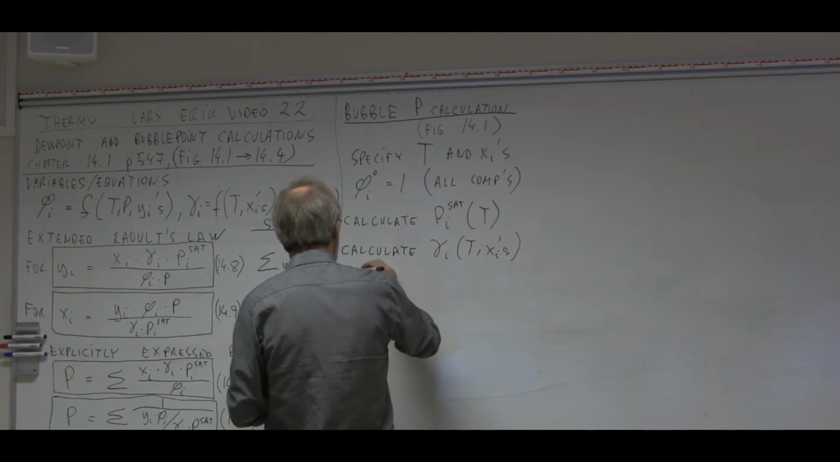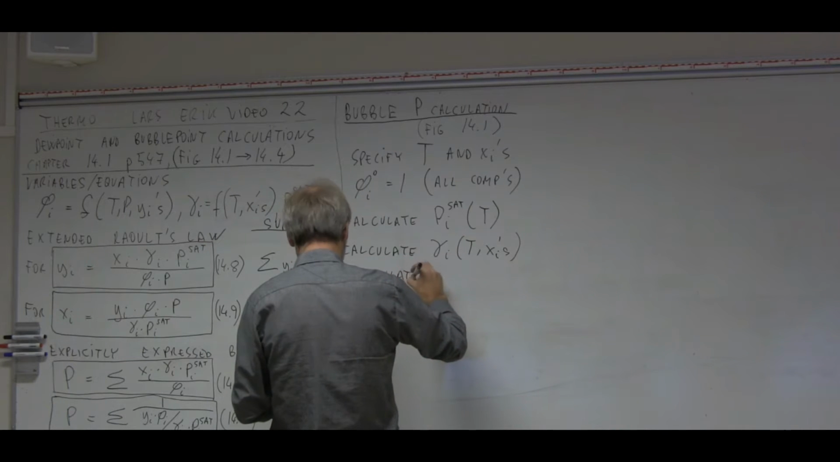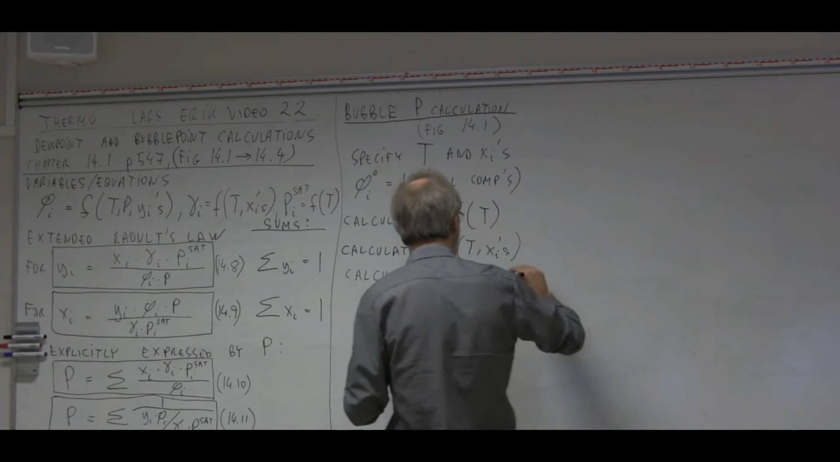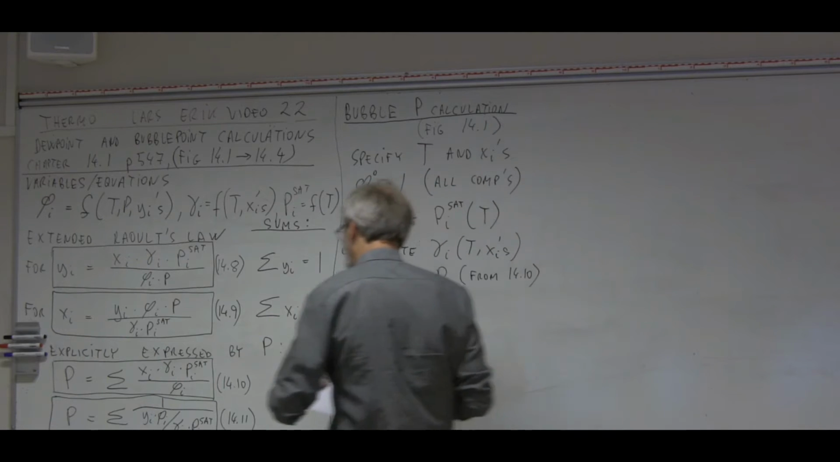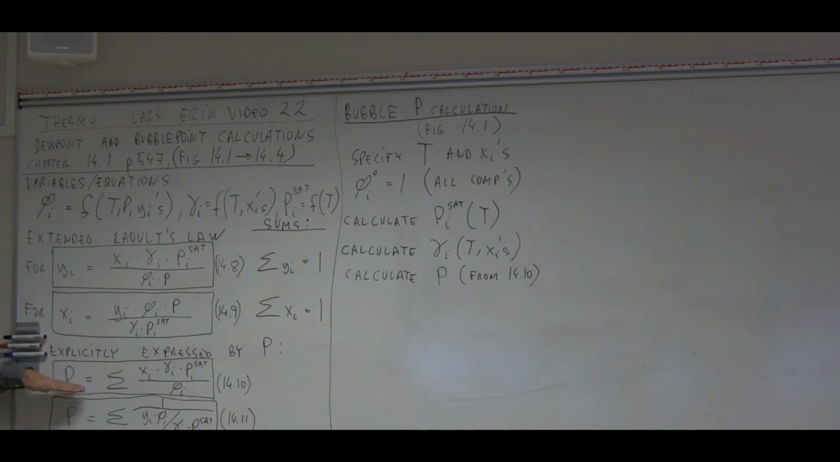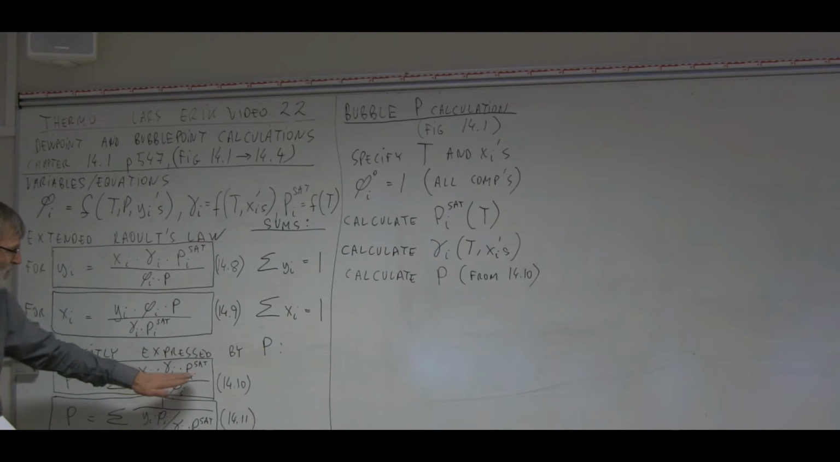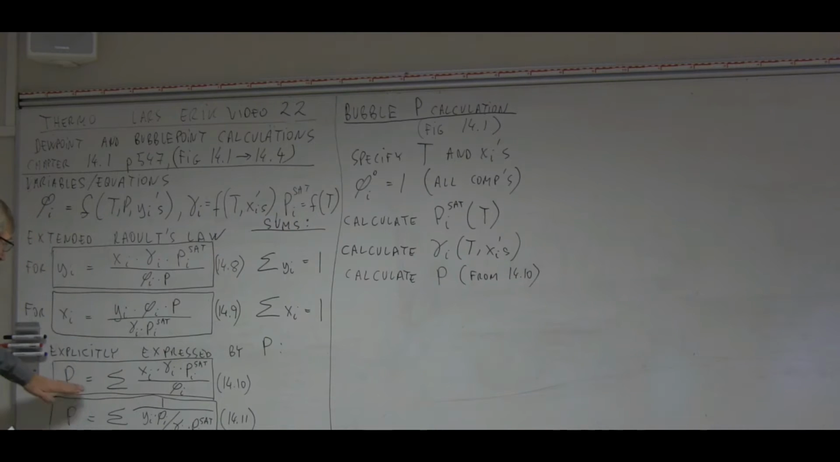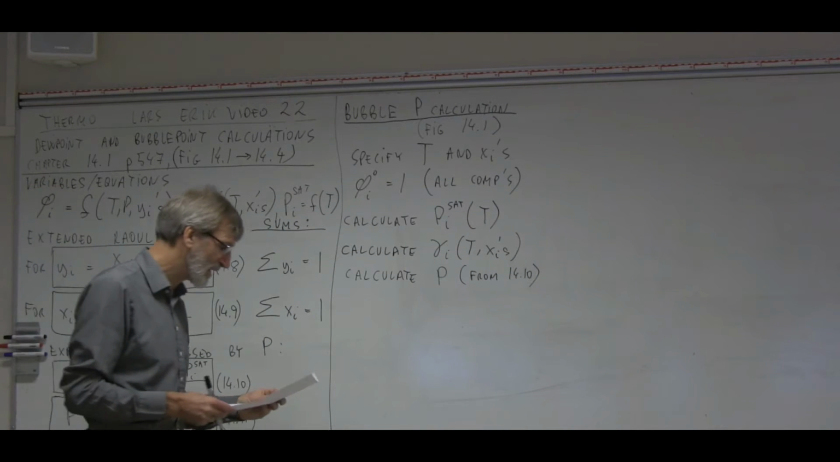Then we calculate the pressure from 14.10. We have this equation which is based on the extended Raoult's law, which states that it is the sum of the mole fraction in liquid times activity coefficient times saturation pressure divided by the fugacity coefficient. And we have now given an initial fugacity coefficient, so we can calculate this equation 14.10.